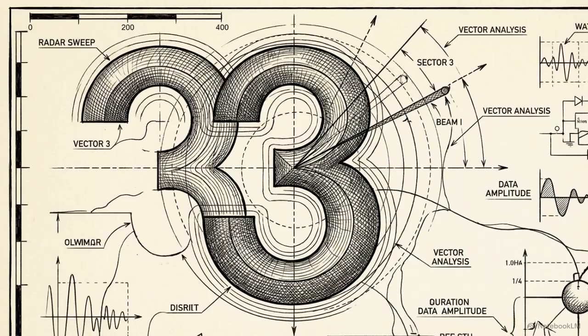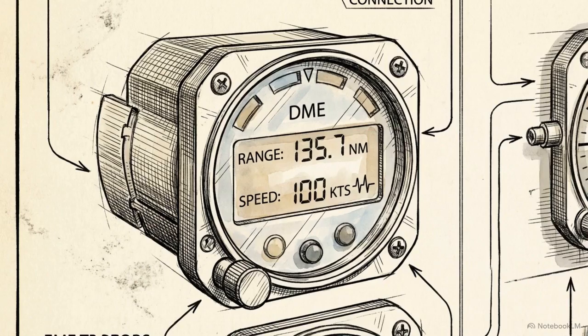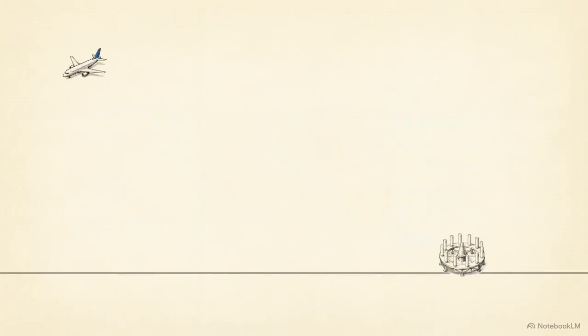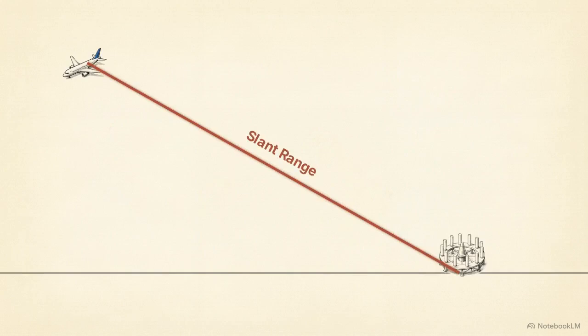Quadrant 3 shifts from bearing and approach to active ranging. Distance measuring equipment operates in the UHF band between 962 and 1113 MHz. It relies on the P0N pulse emission to calculate timing delays. This diagram illustrates the critical geometric difference. DME measures the exact line of sight to the station, the hypotenuse, labeled here as slant range. It does not measure the horizontal base, or ground distance.